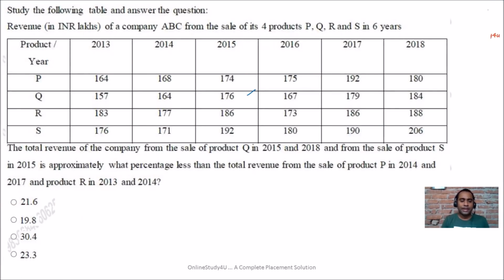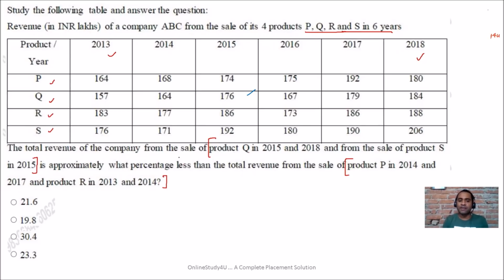Okay, fine. Now friends, study the following table and answer the question. Revenue in lakhs of a company ABC from the sales of its four products P, Q, R, S in 6 years, from 2013 to 2018. The total revenue of the company from the sale of product Q in 2015 and 2018 and from the sale of product S in 2015 is approximately what percentage less than the total revenue from the sale of product P in 2014 and 2017 and product R in 2013 and 2014? So friends, basically we need to first get down the data.